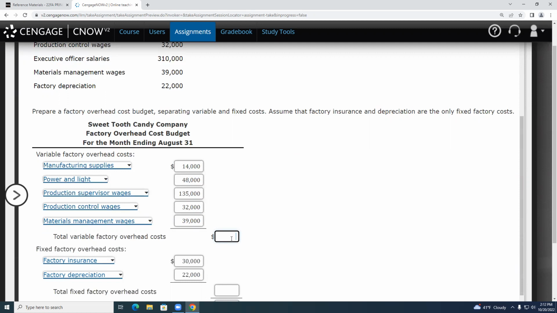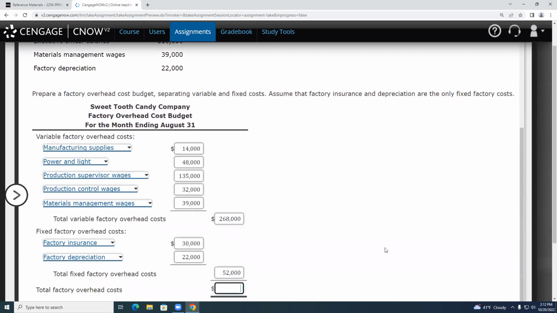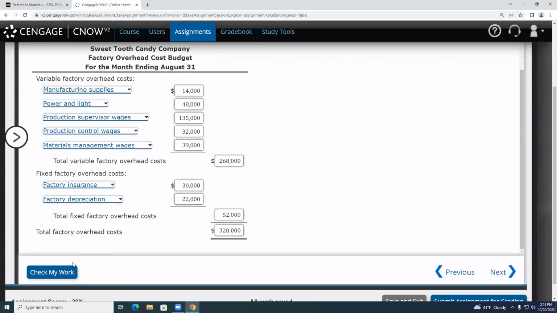So go ahead and total those. And then add the fixed and variable together. And we have our total factory overhead. We combine that with the direct materials and the direct labor that we've already budgeted. We can now calculate a cost of goods sold budget. That cost of goods sold budget is going to help us with our income statement that we're also going to be budgeting. Everybody good so far?